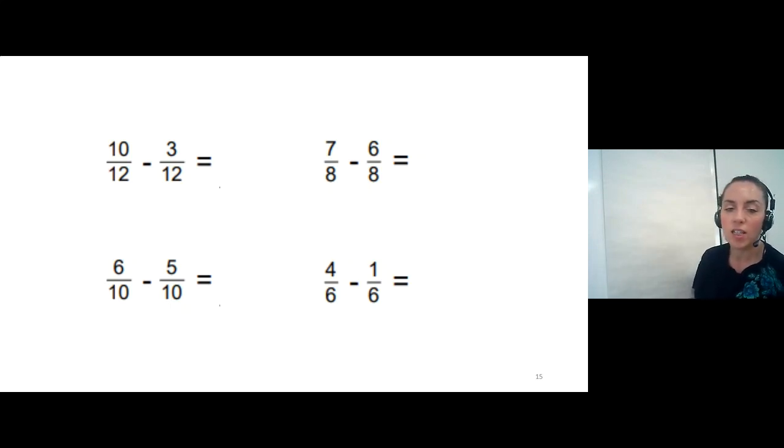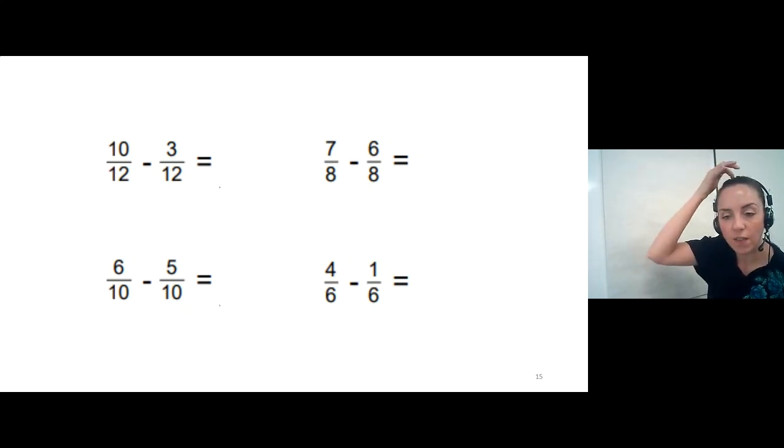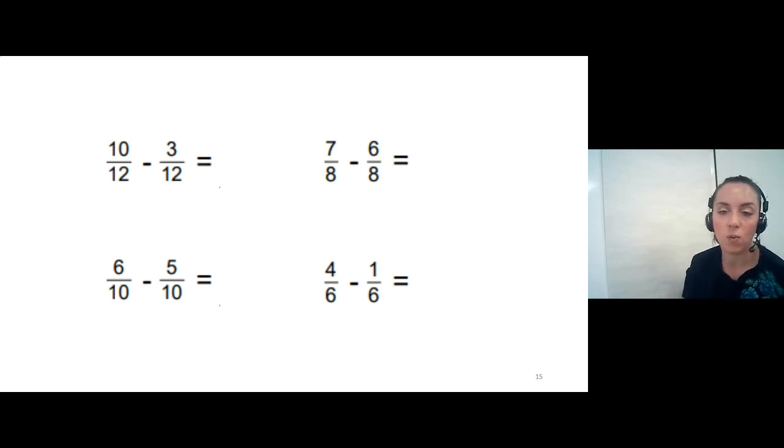So the next one is 6 over 10 minus 5 over 10. There are just 4 examples on this slide, slide 15. The denominators are the same, so we stick with 10, then we just subtract the numerator. 6 minus 5 is 1 to give us 1 over 10. Fab. And then we've got 4 over 6 minus 1 over 6. The denominator's the same, put it back over 6 and we just subtract the numerators. 4 minus 1 is 3 to give us 3 over 6. Obviously we could then simplify that to 1 over 2. We could divide both by 3. Fab, well done.